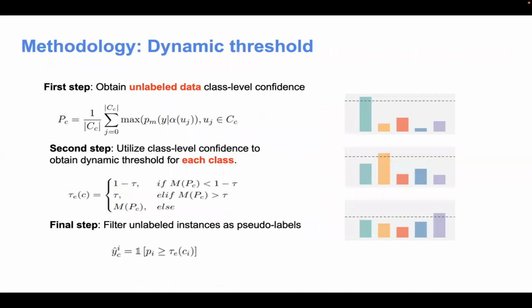The first part is the dynamic threshold. In the first step, we obtain the unlabeled data class level confidence. Then we use the class level confidence to obtain a dynamic threshold for each class. Finally, we use the dynamic threshold to filter unlabeled instances as pseudo-labels.